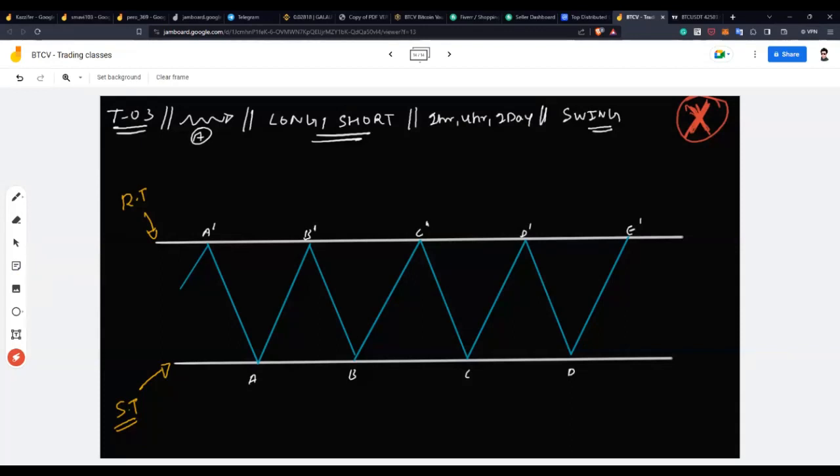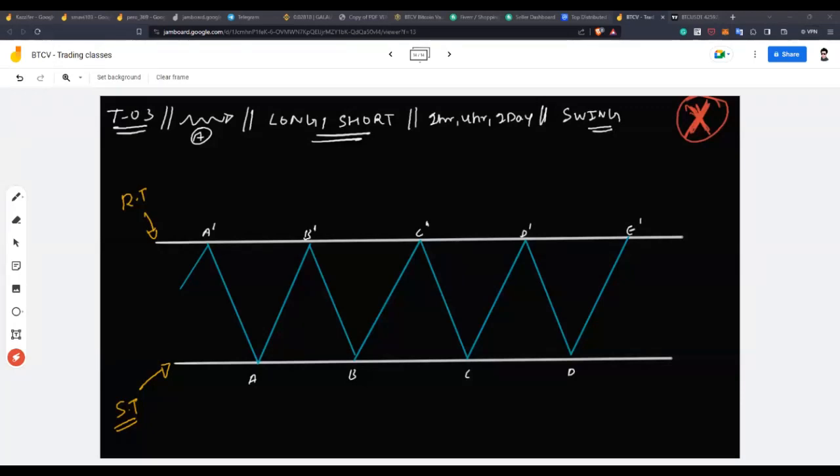On what point? E dash. Okay, we have one answer, E dash. Okay. B dash and B short. Anyone else? B dash and B short. Great. Of course, it's not the correct answer, but that's an answer.